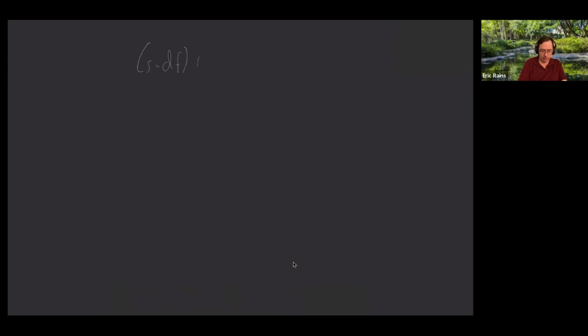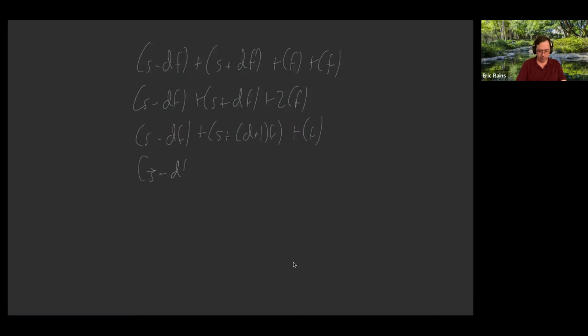S minus DF plus S plus DF plus F plus F, or S minus DF plus S plus DF plus 2F, S minus DF plus S plus D plus 1F plus F, or S minus DF plus S plus D plus 2F, or twice S minus DF plus some partition of 2D, or of 2D plus 2 times F. So basically you have some number of different fibers occurring with different multiplicities, the total of which has to be 2D plus 2.